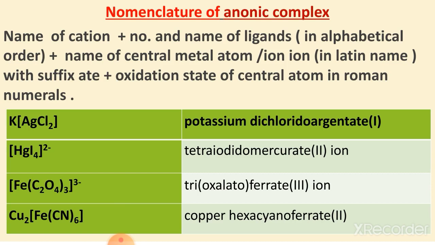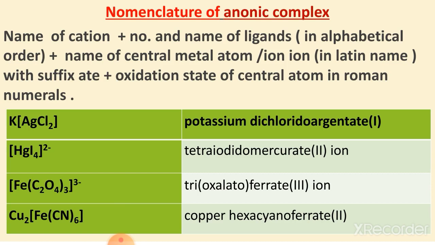So here again the same things happen: tetraiodidomercurate(II) ion. Then [Fe(C2O4)3]3-, this is also an anionic complex. So again, the name of ligands and number of ligands: first write trioxalato, then ferrate. The common name of Fe is iron, but the Latin name of iron is ferrum, so that's why we write ferrate(III) ion. Three is the oxidation number of iron.